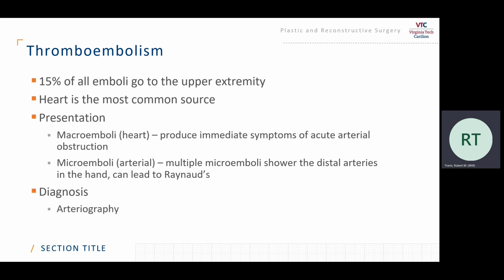Patients with macroemboli from the heart will usually have immediate symptoms of acute arterial obstruction. You'll think about the 5 Ps for these: so pain, pallor, pulselessness, paresthesias, poikilothermia. And then patients who get microemboli that shower to the distal arteries in the hand will have symptoms similar to Raynaud's, which we'll talk about later. And these are best diagnosed with arteriography.